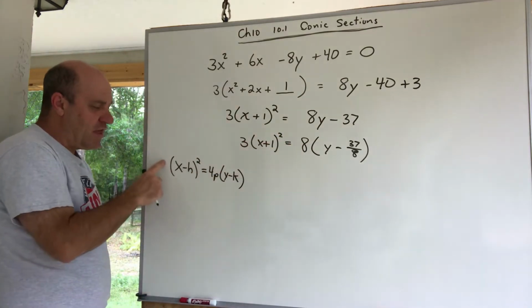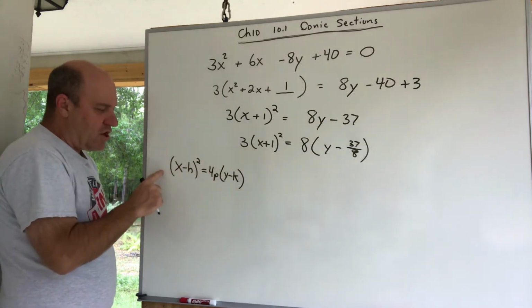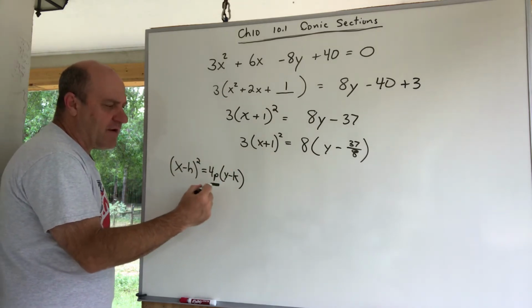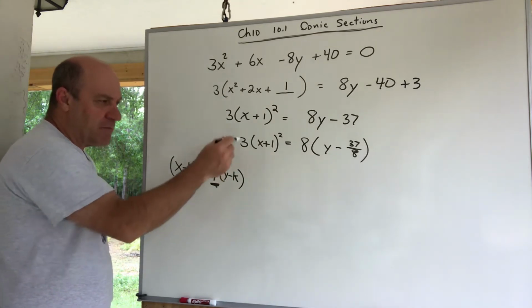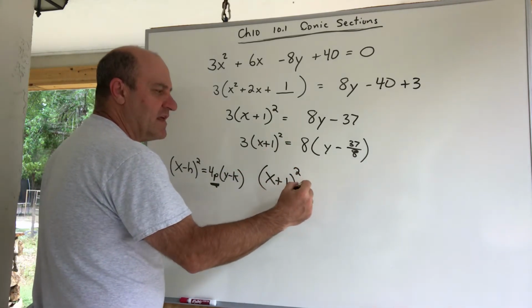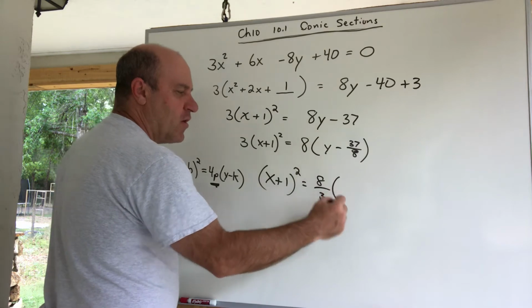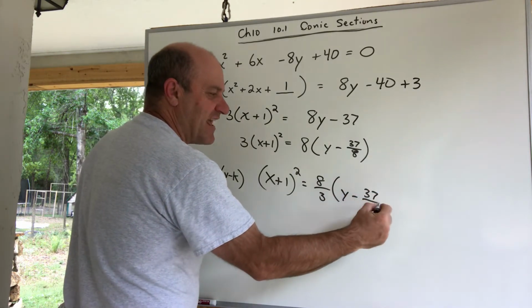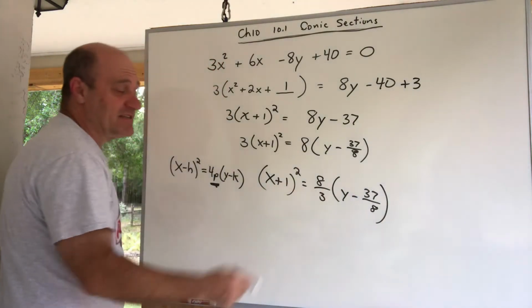Here's the other thing. You don't want that 3 sitting there. You want all the numbers right here. All the numbers got to be right there. So I'm going to divide by 3. So x plus 1 squared equals 8/3 times y minus 37/8. And now it's in standard form.